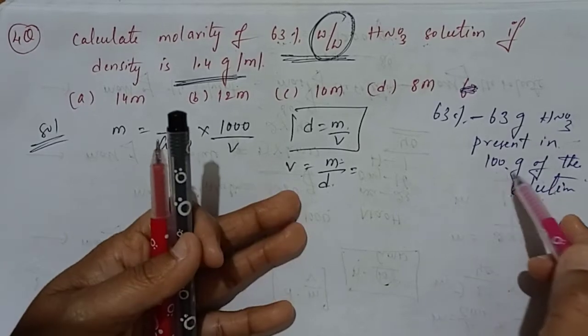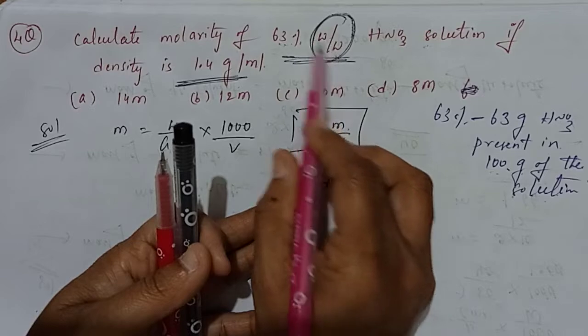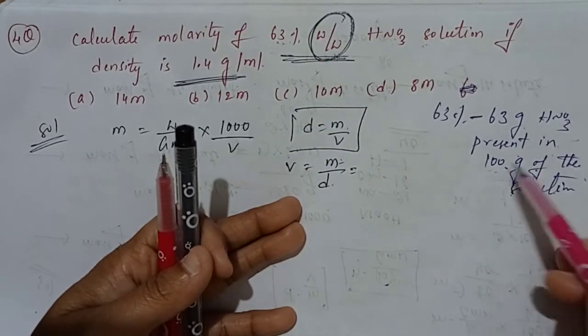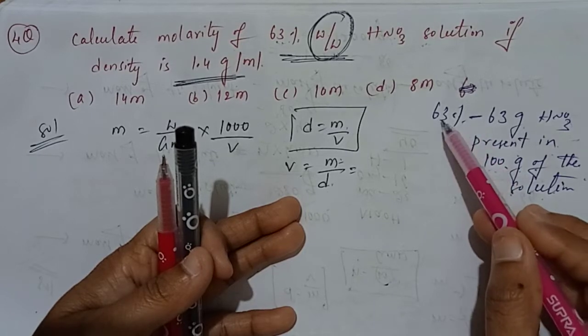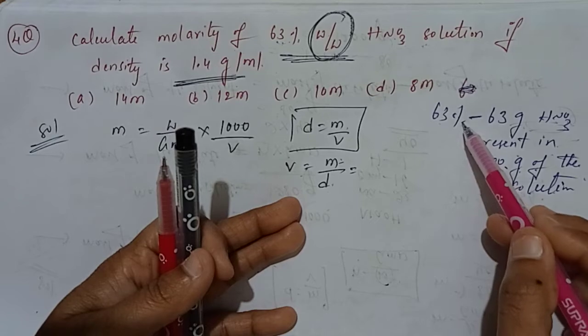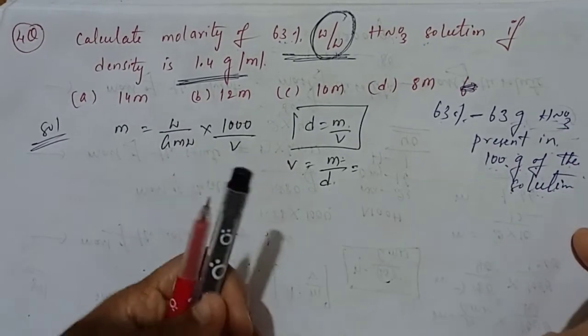So solution mass, how much? 100 grams. Clear this one? So both are W by W, both are mass by mass. So that's 63 grams of HNO3 present in 100, 63 percent. So 63 grams of HNO3 is the solute mass, and it is present in 100 grams of the solution, students. Clear?